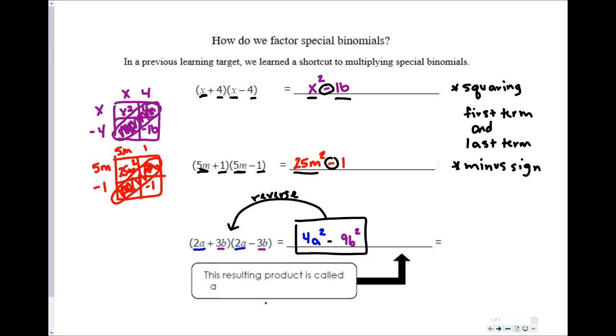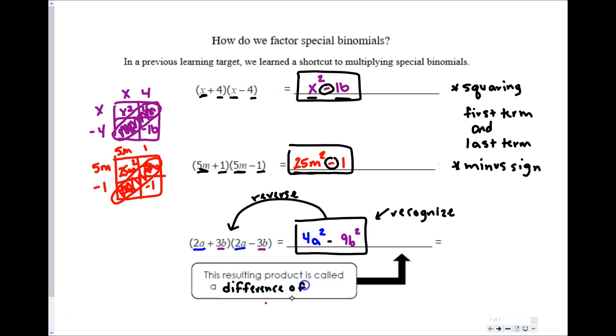Okay, so it's really important that we be able to recognize this thing. Okay, and this thing, this 4a squared minus 9b squared, this 25m squared minus 1, this x squared minus 16 is called a difference, because it's subtraction, of perfect squares.